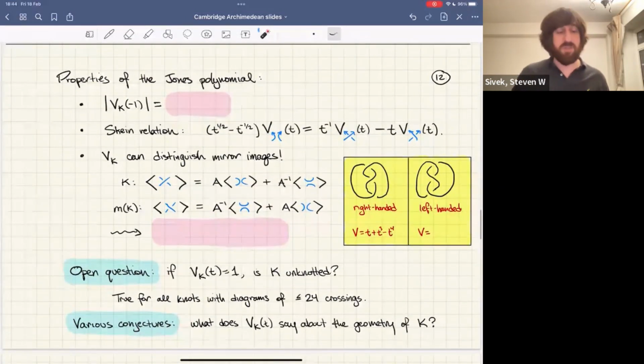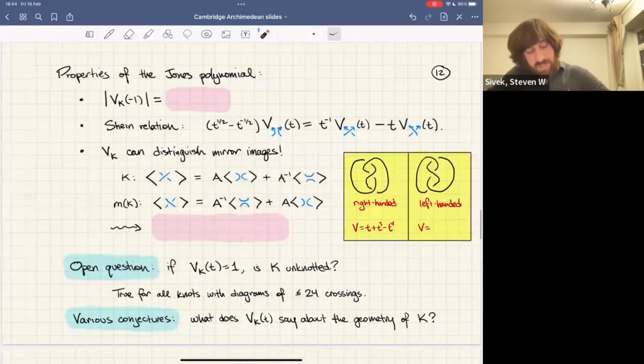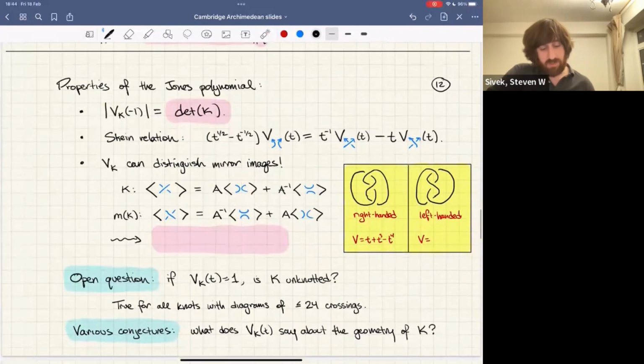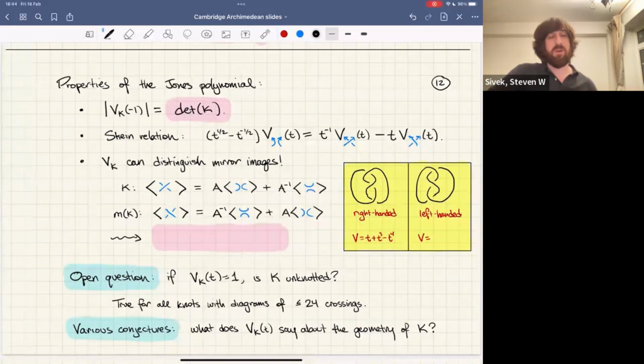Now here's some nice properties of this polynomial. Well, for one, if we evaluate it at -1 and take the absolute value, I claim, and I'm not going to prove this, that we actually get the determinant of k. So this is a strictly better invariant because it tells us everything we already knew when we computed the determinant, but it's got more because there's a whole polynomial and you can have lots of different polynomials that agree at -1. So knots with the same determinant might well have different Jones polynomials.